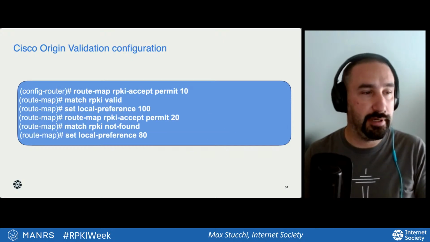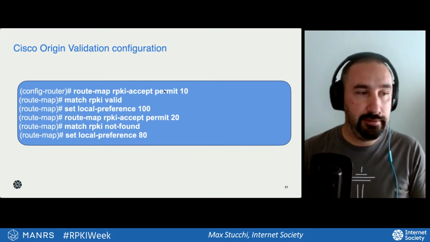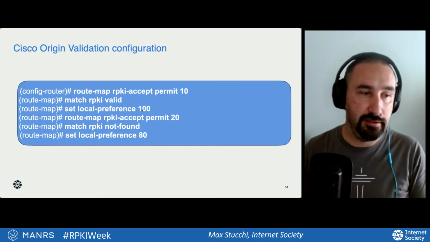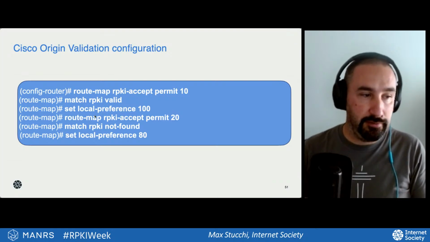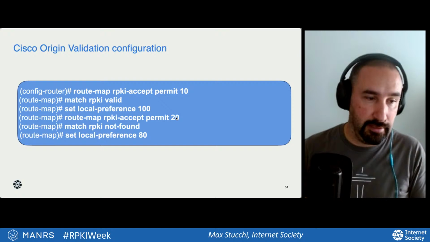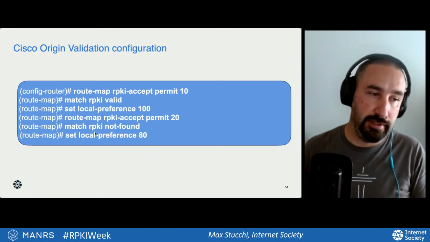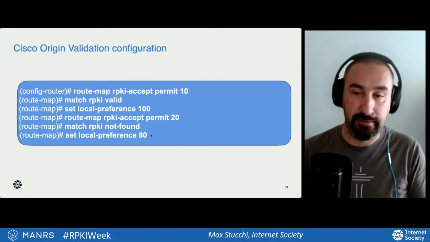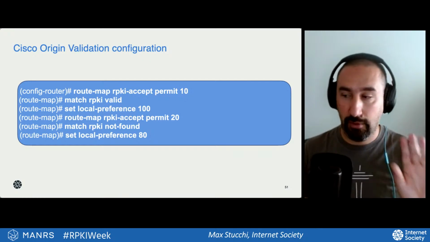Then what you do is create a route map. You create a route map where you first of all match the valid, set a local preference of 100, and then you set another rule to match the not found, and then set a local preference to 80. Now, this is all we're doing here.